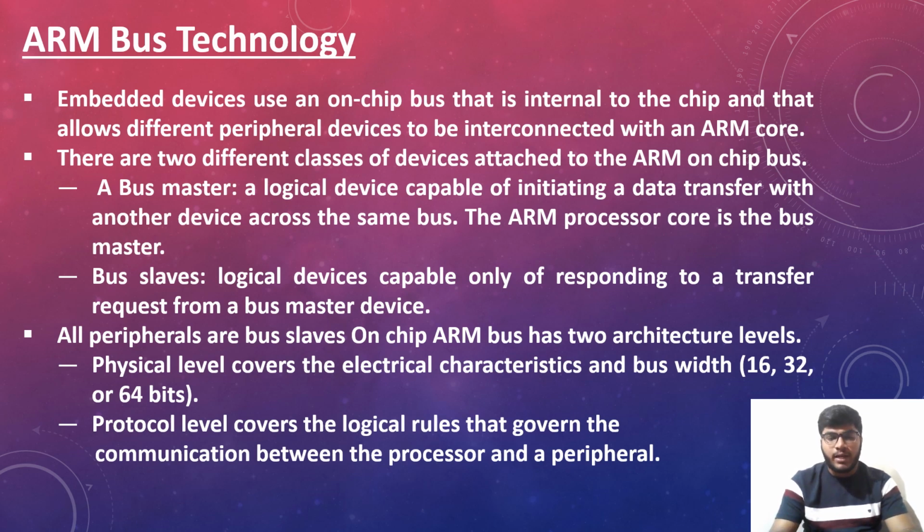ARM bus has two architecture levels, that is physical level and the protocol level. The physical level covers the electrical characteristics and bus width of 16, 32 and the 64 bits. The protocol level covers the logical rules that govern communication between the processor and the peripheral. The physical level has the bus width of 16, 32 and the 64 bits, and the protocol level communicates between the processor and the peripheral systems.